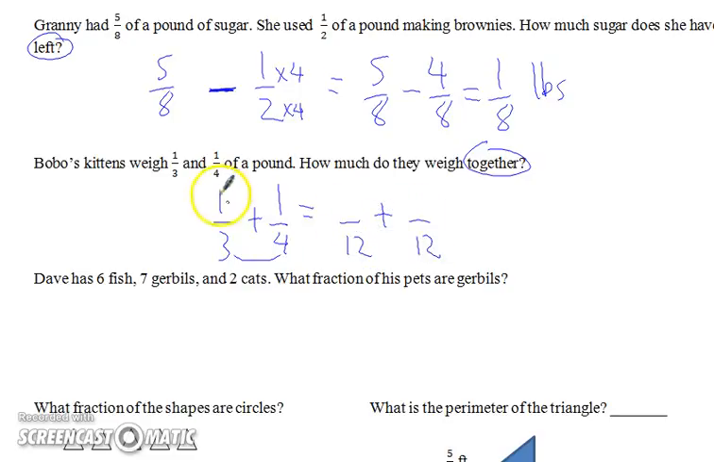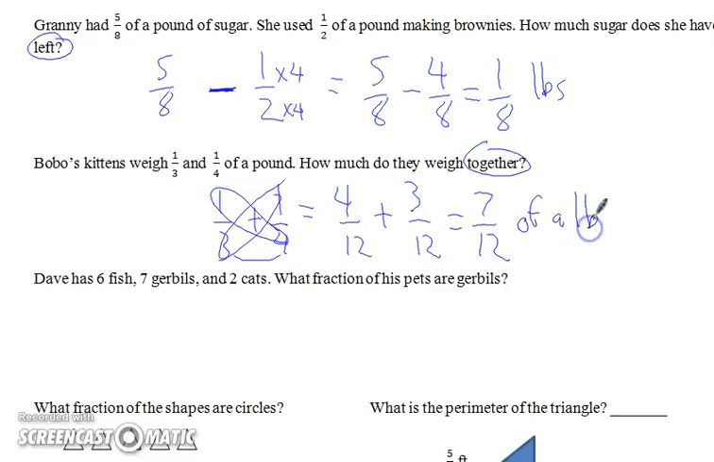And I'm adding. 1 times 4 is 4. And 1 times 3 is 3. When I add those together, I get 7/12ths of a pound. Or 7/12 pounds. You could put it that way also.